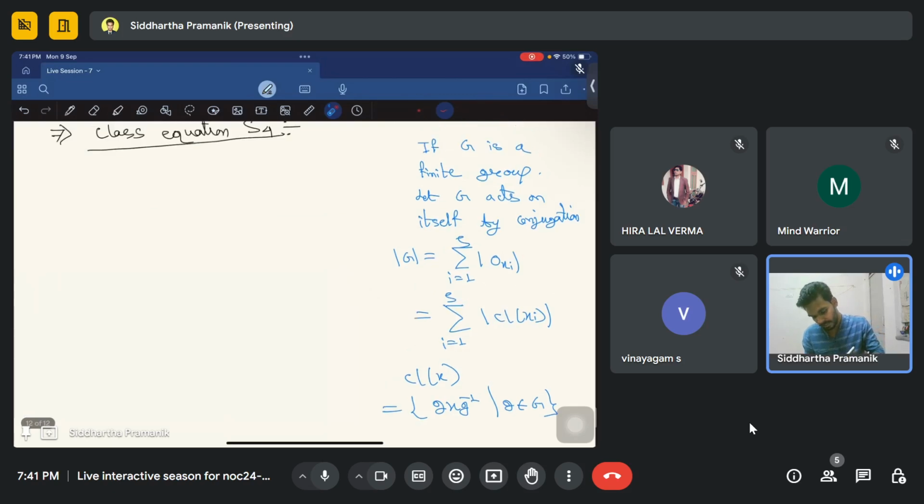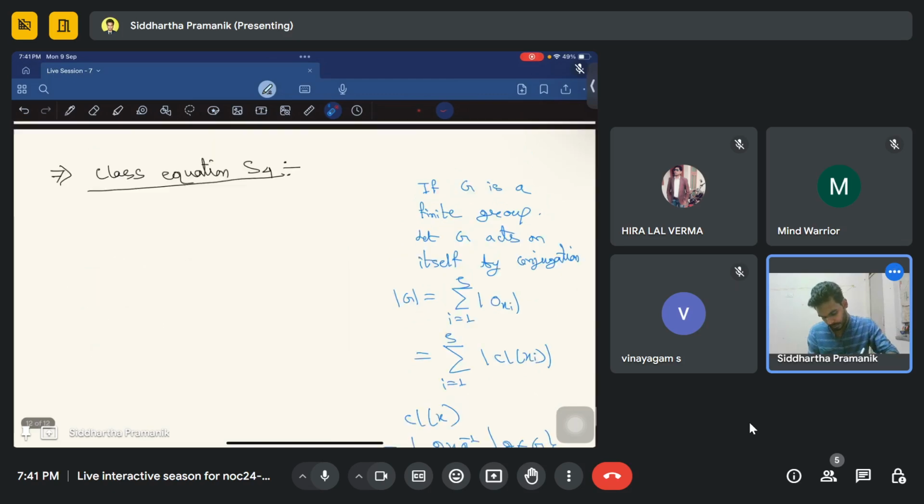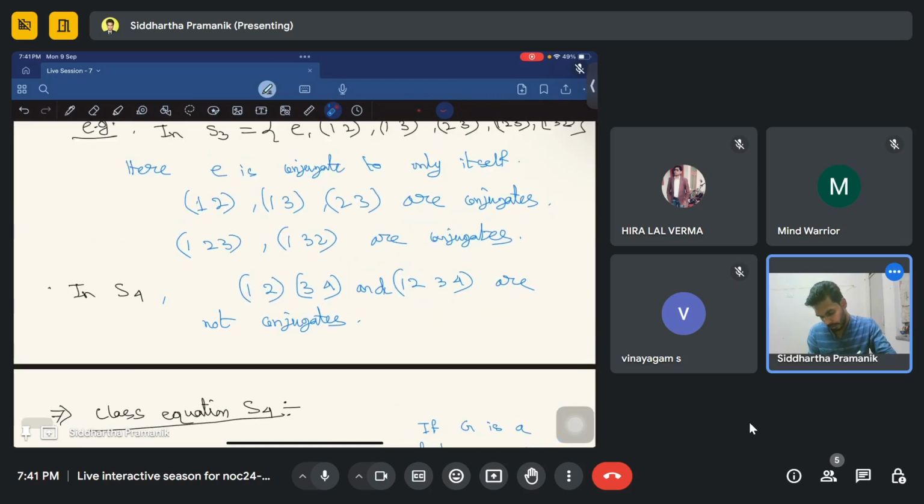We have already seen the class equation of S3, right? The order is 6 and we saw 6 equals 1 plus 3 plus 2. You can check: the conjugate of the identity is just the identity, so its conjugacy class has one element. These three are in the same conjugacy class, so we have 3, and these two are in the same conjugacy class, so we have 2. But what about S4?